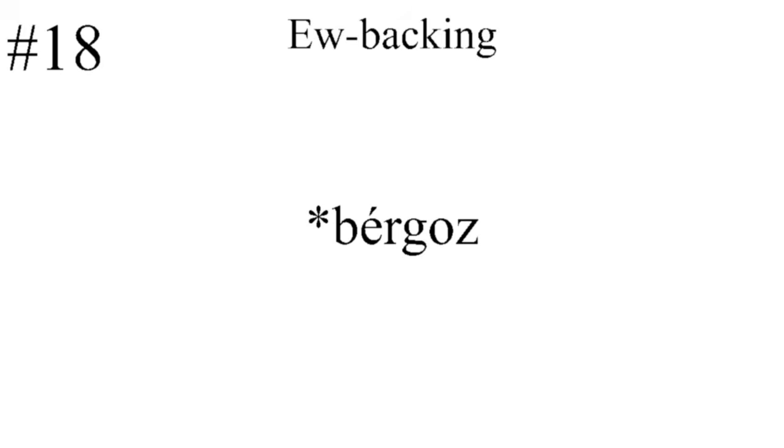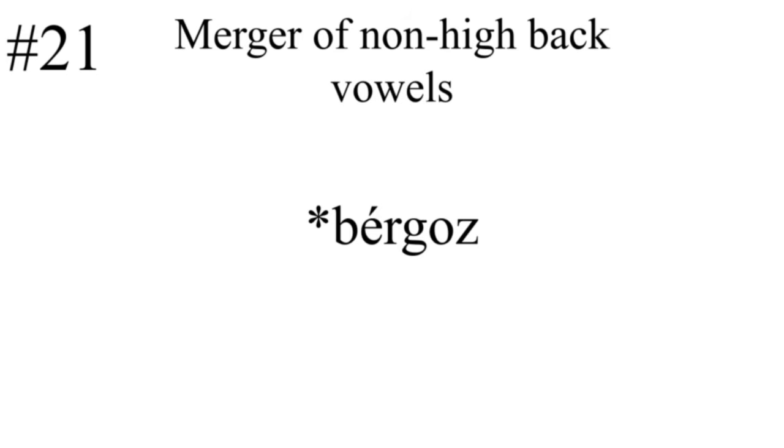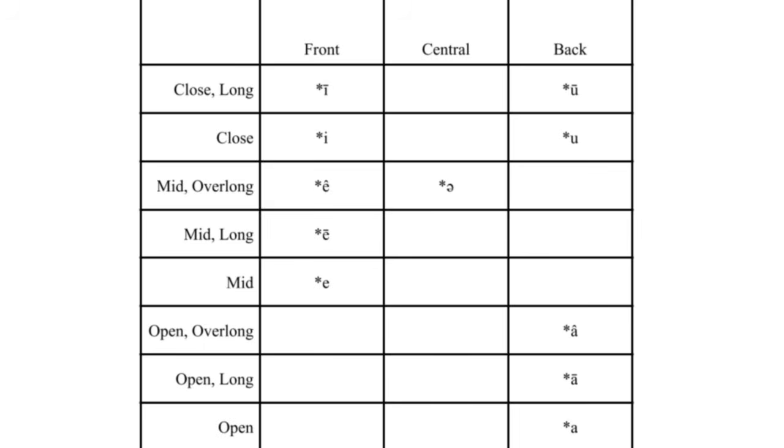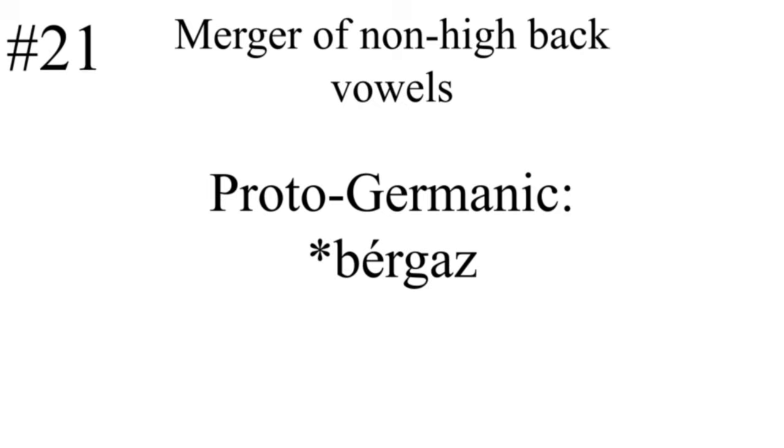Hey, you know how A and O are separate sounds? Screw that. Our next one also has a lame name because it's the merger of non-high back vowels, whether they're short, long, or extra long. O and A merged together into aw. This is written with an A, but it's not the same A as before. Our next stage is Bergaz. Okay, stop! We have now officially reached Proto-Germanic.